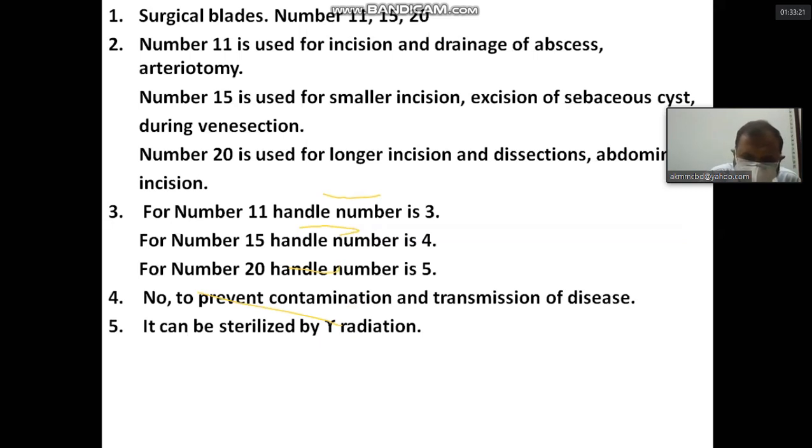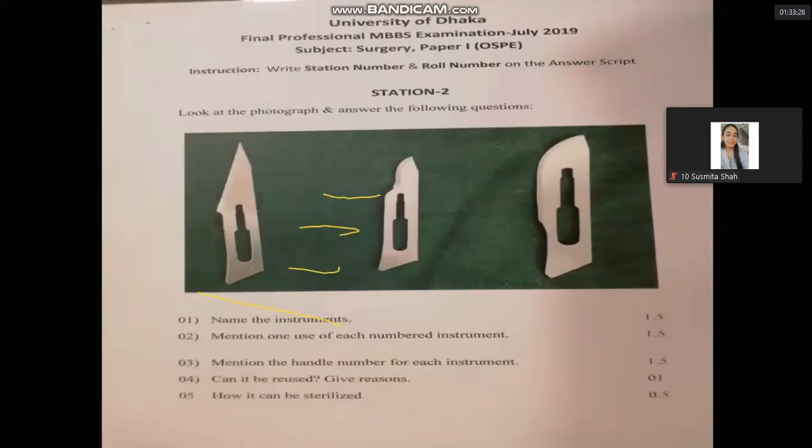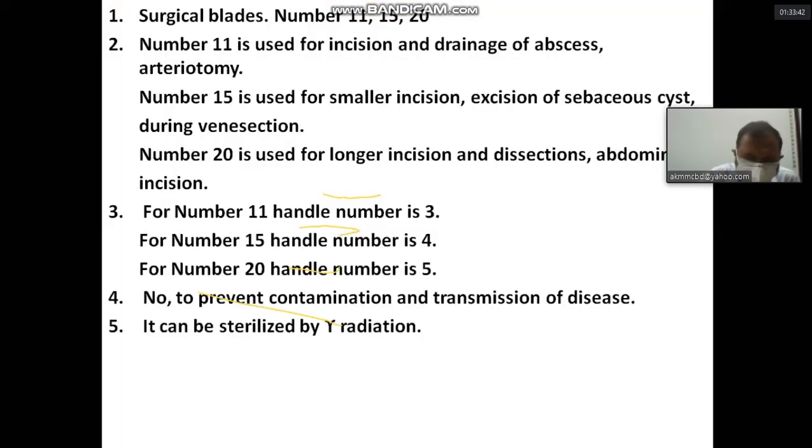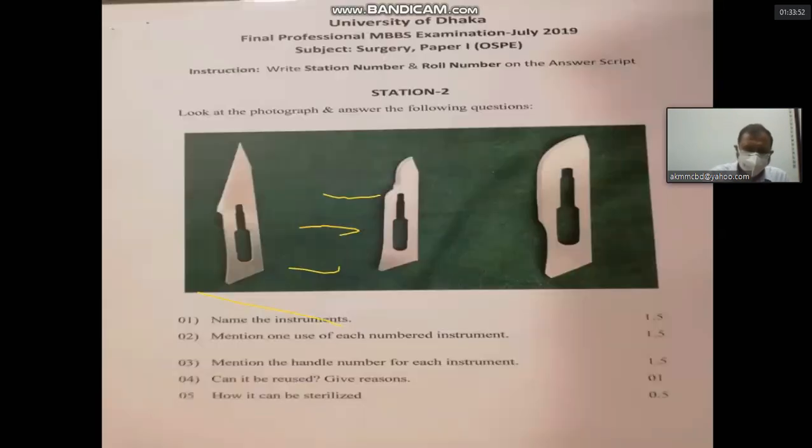Understood? Yes, sir. Can it be reused? No. To prevent contamination and transmission of disease. Okay. How is it sterilized? By gamma radiation.